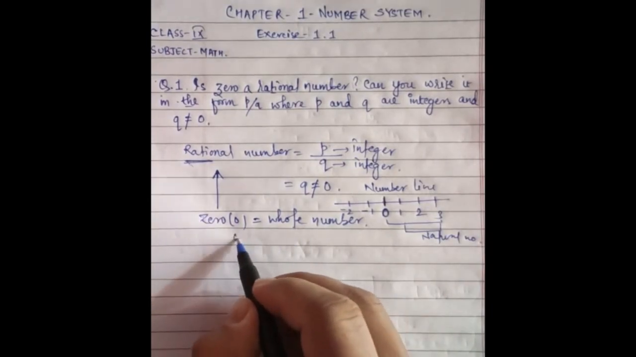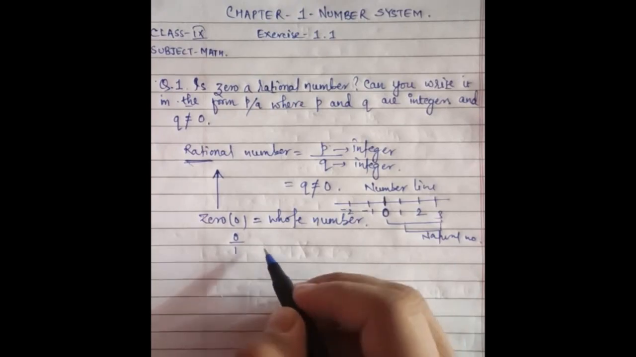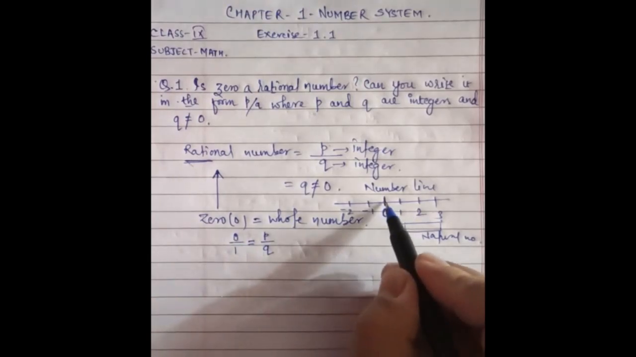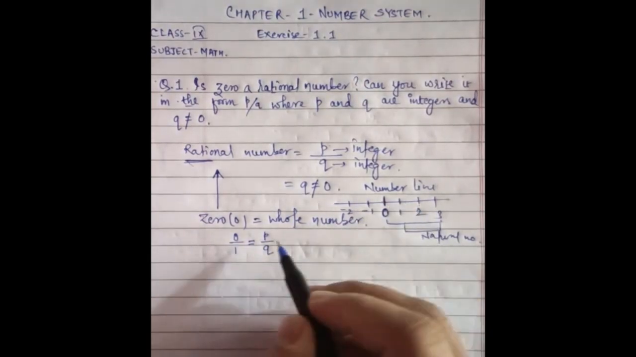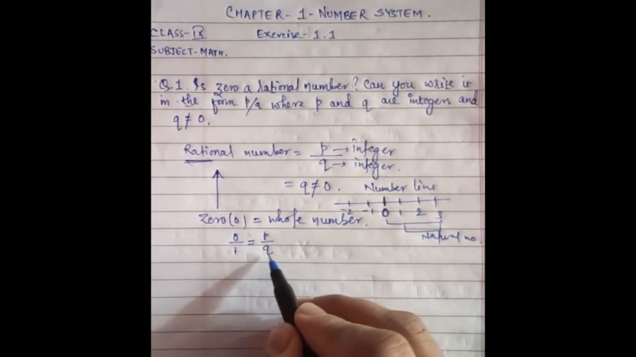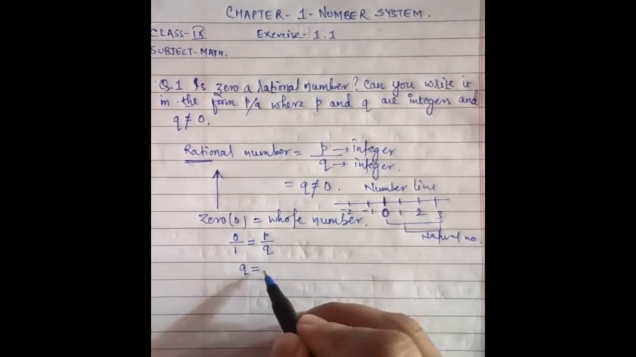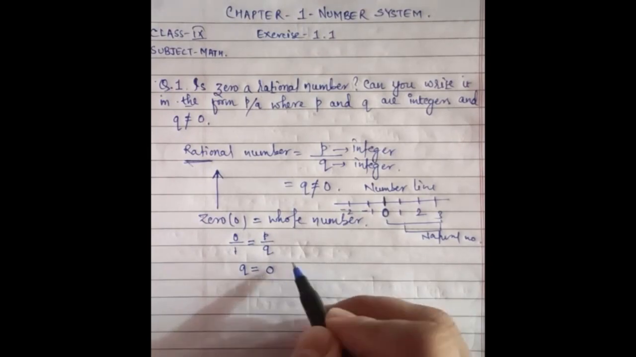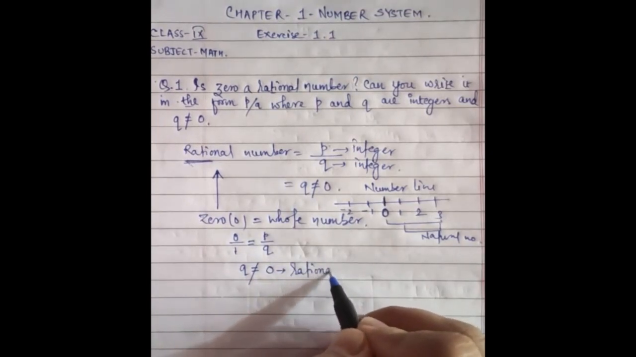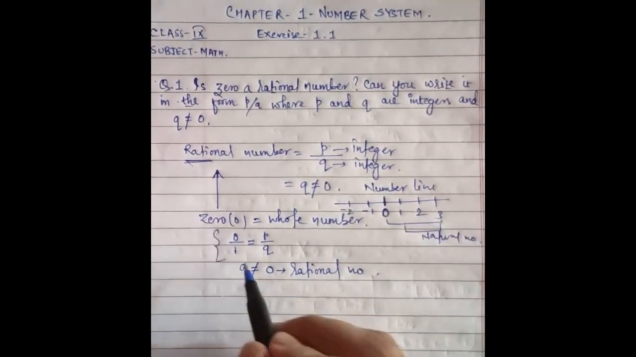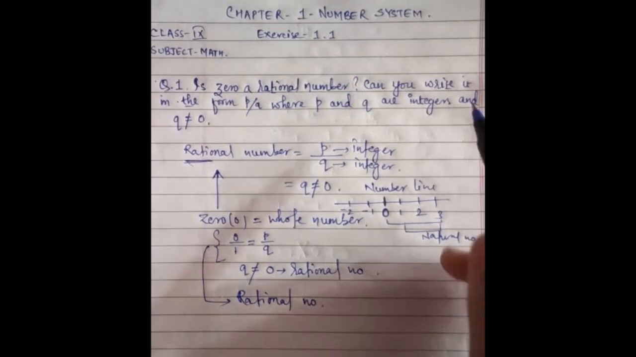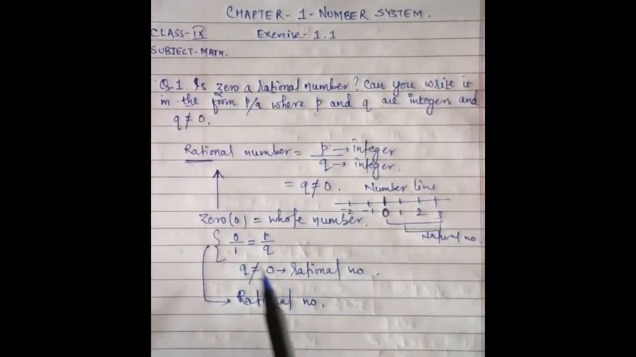So can we write 0 by 1? Yes, we can write it. 0 is also an integer, minus 1 is also an integer, 1 is also an integer. So 0 is your p and q is equal to 1. If q is not 0, then we can consider it a rational number. So here we can say that yes, 0 is a rational number. They have also asked, can you write it in the form of p by q? Of course yes, I have written it.